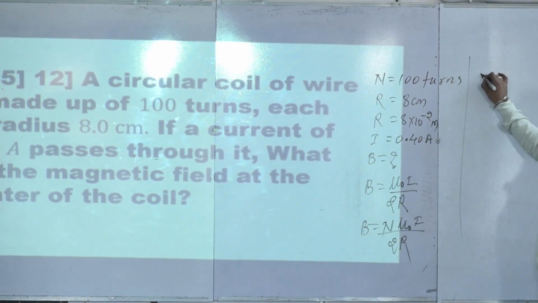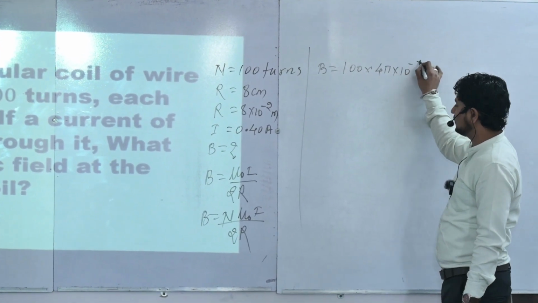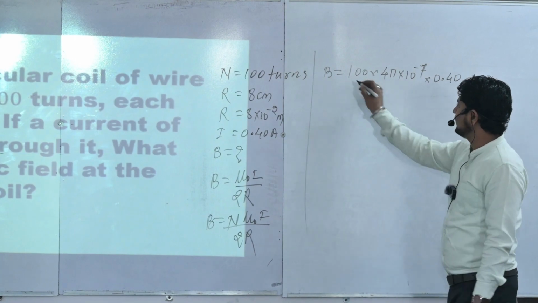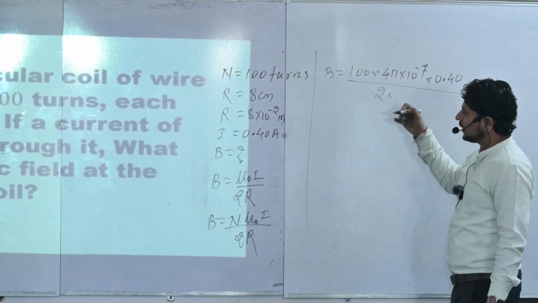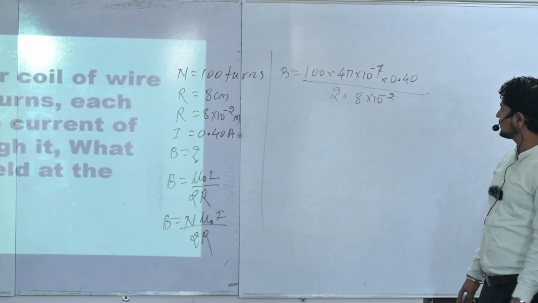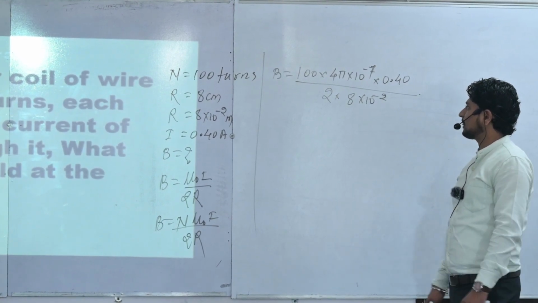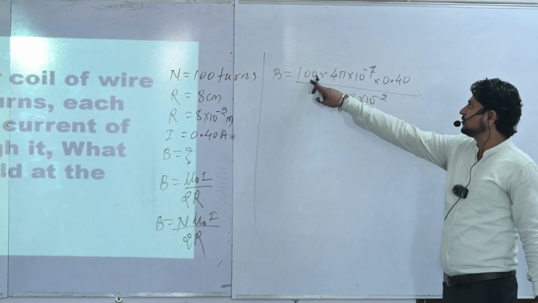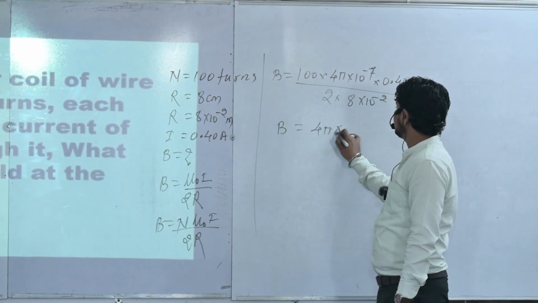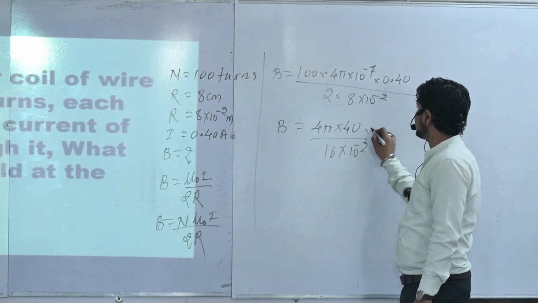ठीक है? So your B is equal to N कितना है? 100 multiplied by mu naught. This is again 4 pi into 10 to the power minus 7. And multiplied by I, so I is 0.40, divided by 2 into R, and the value of R is 8 into 10 to the power minus 2 meter. So this is 16. यहाँ से कितना आ गया? यहाँ से 2 जीरो बढ़ा के इसको 40 कर दो. So B is equal to, this is 4 pi into 40 divided by 16, into 10 to the power minus 2 or 10 to the power minus 7.